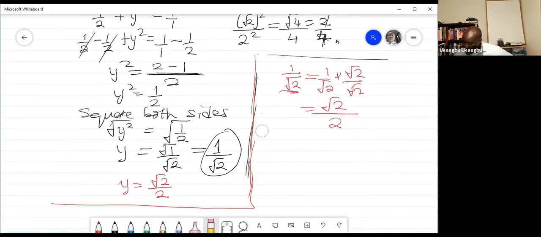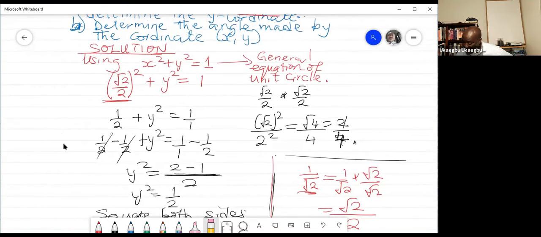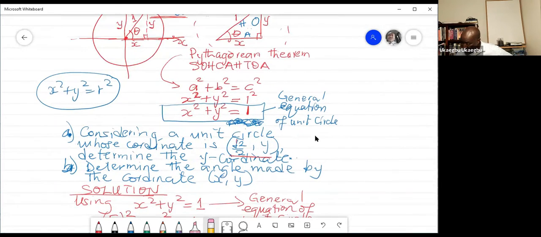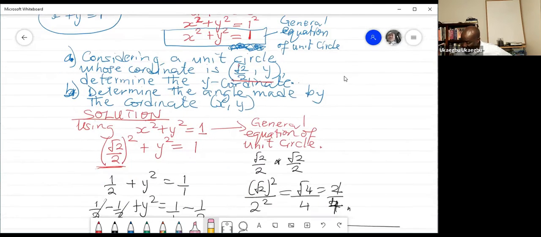Okay. So now let's see how we can use the same unit circle to get the angle that is missing. We probably have to redraw the triangle. You see, now in this triangle, the x-axis is √2/2. The y-axis is also √2/2. So let's redraw the triangle.